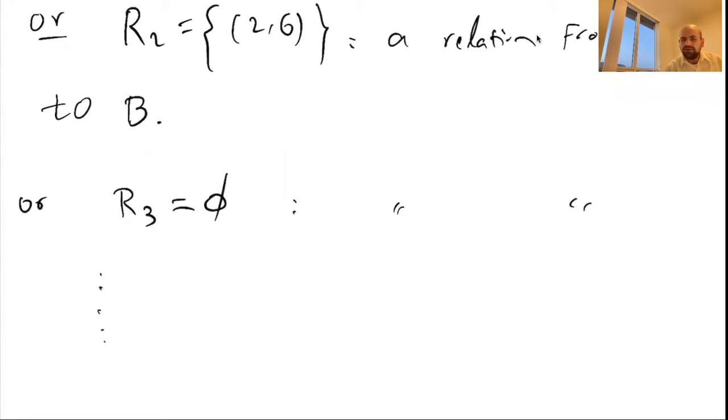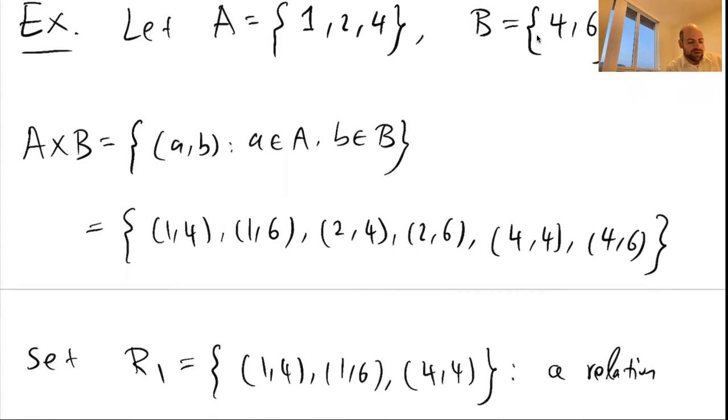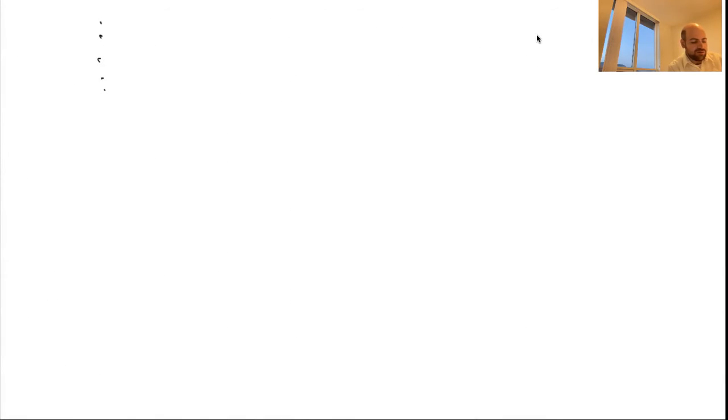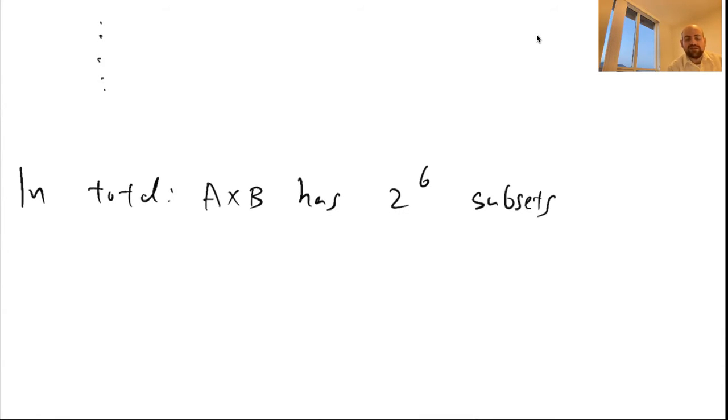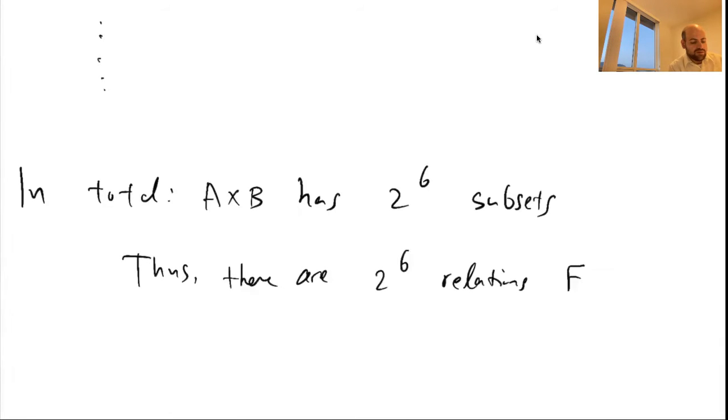So how many relations can we have here? Well, A cross B is a set with 6 elements, and therefore, in total, A cross B has 2 to the power 6 subsets. We know that a set with n elements has 2 to the power n subsets. Thus, there are 2 to the power 6 relations from A to B.